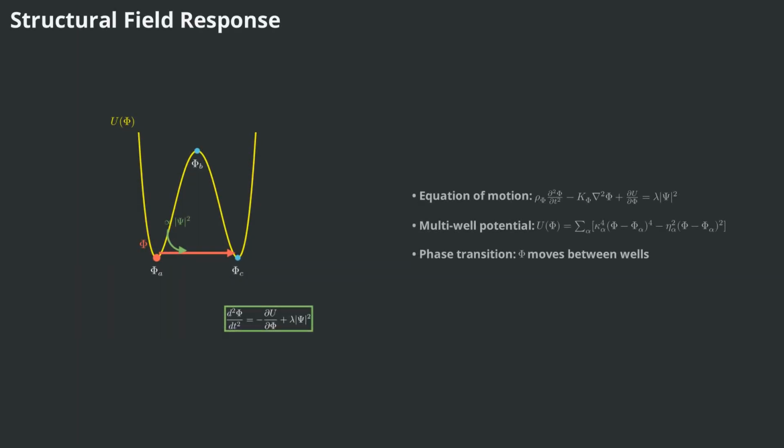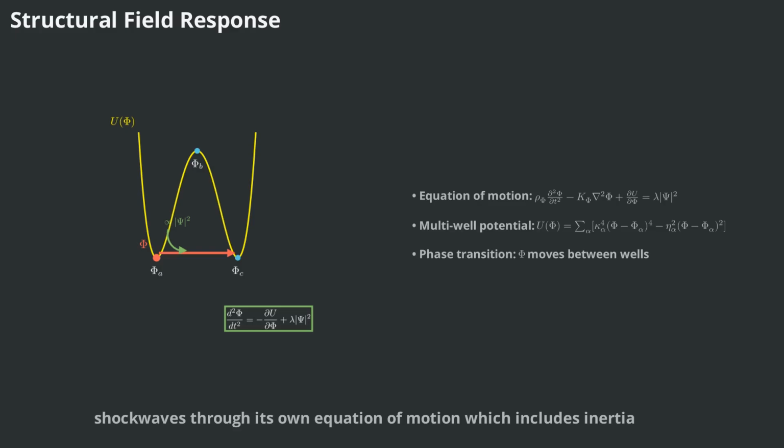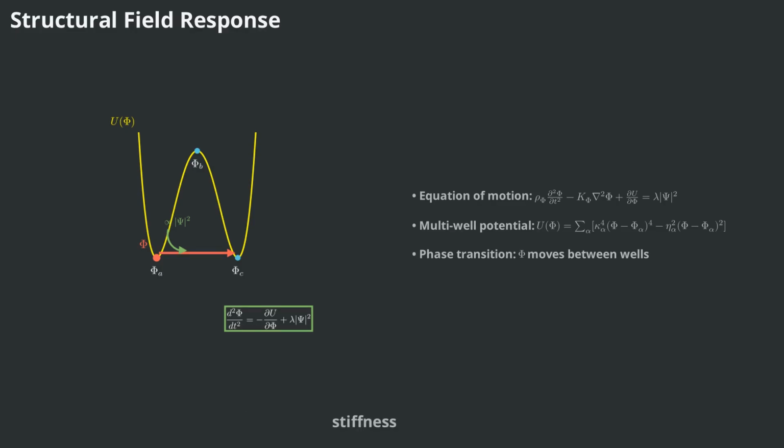The structural field responds to polariton shock waves through its own equation of motion, which includes inertia, stiffness, and a multi-well potential representing different solid phases. The coupling to polariton density ensures that when the shock wave is strong enough, it can push the structural field over a potential barrier, initiating a phase transition. Each well in the potential corresponds to a distinct solid phase, allowing for programmable material properties.